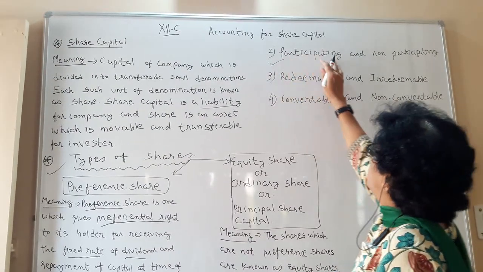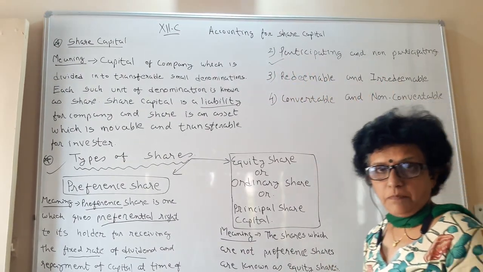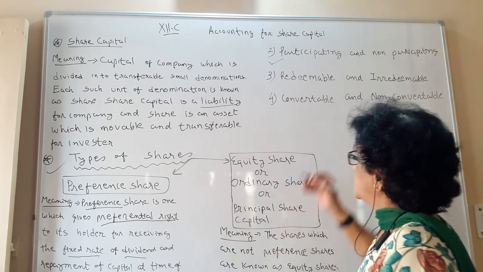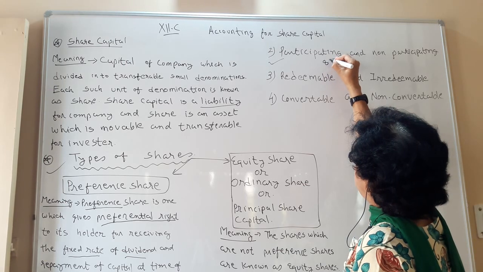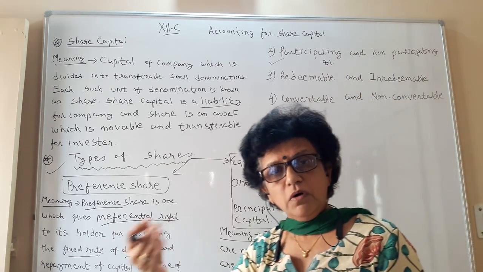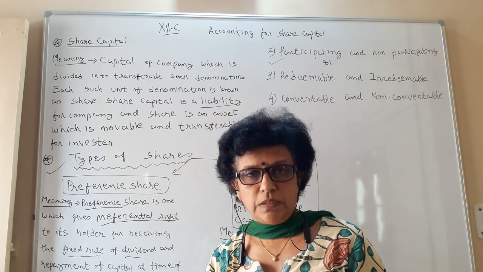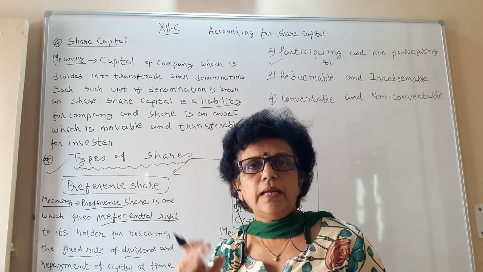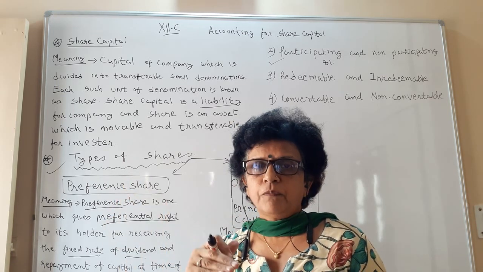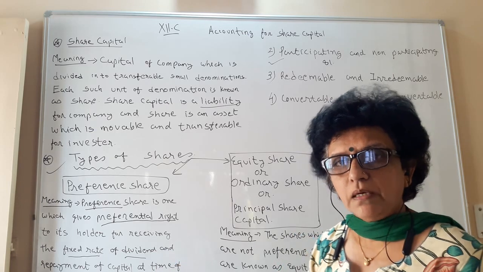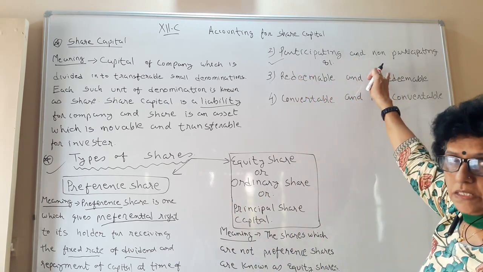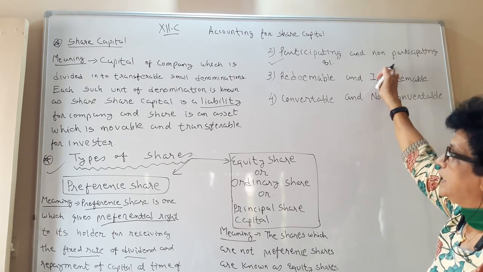The second is participating and non-participating. The word says that participate. If the shareholder are supposed to get 8% dividend and equity shareholder are getting more dividend than that 8%, then such shareholder have a right to participate in the higher rate of dividend which is enjoyed by equity shareholder. So that is what participating, and no such special benefit given to be called non-participating.